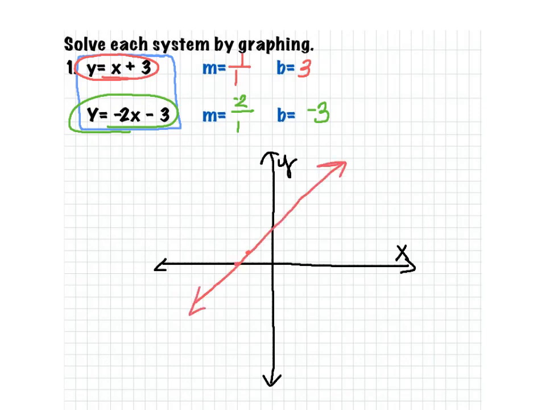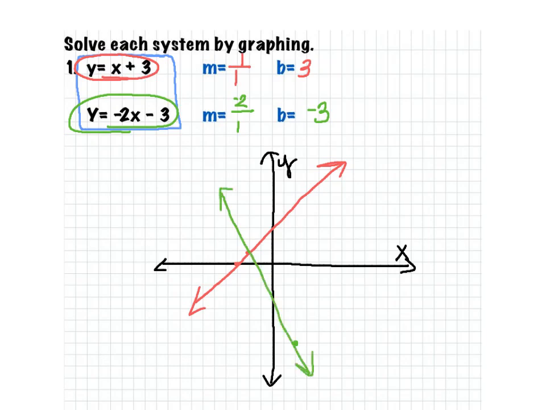And there's that equation. Okay, the green one, my y-intercept is at negative 3, and my slope is negative 2 over 1. I want to rise and run as long as I have to until I know exactly the point where they intersect, like I can see here.